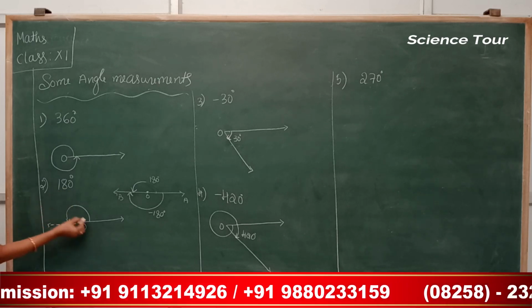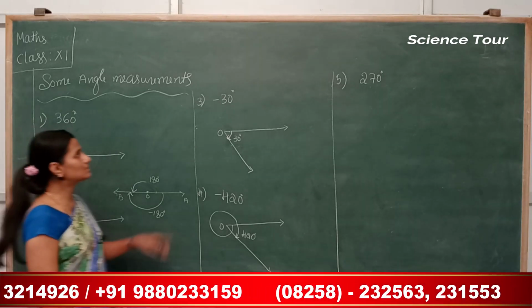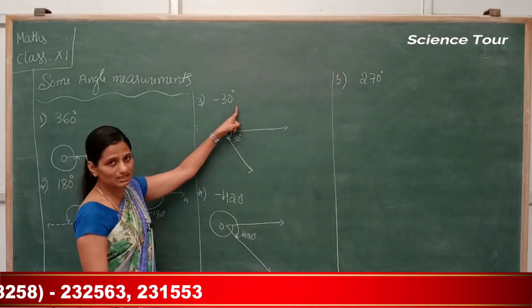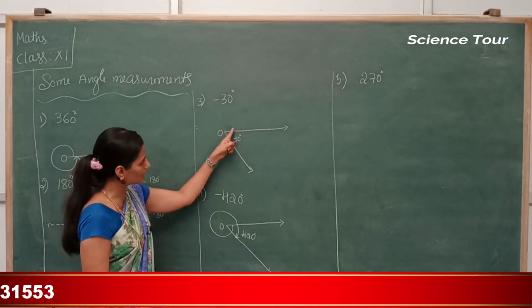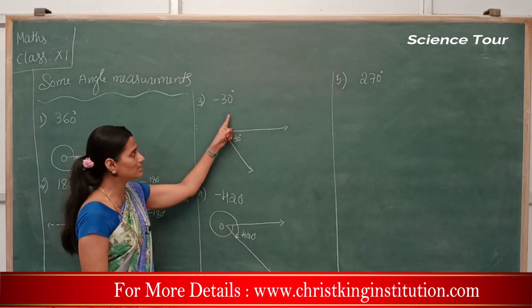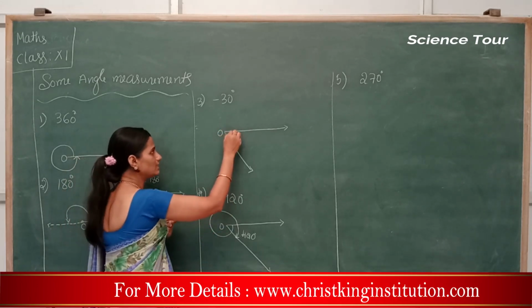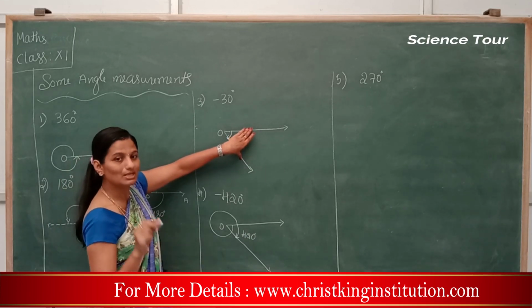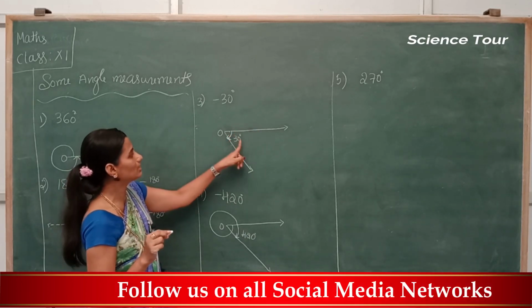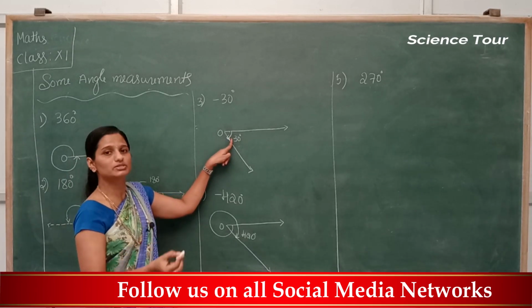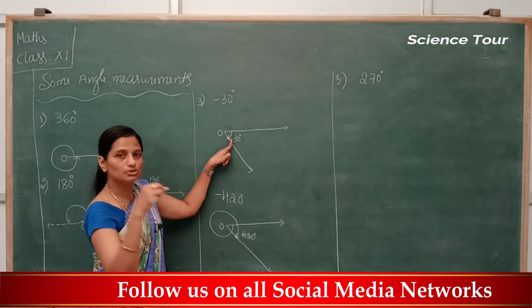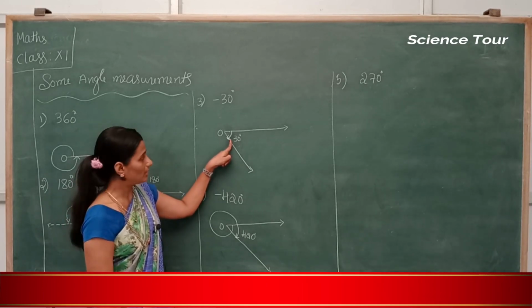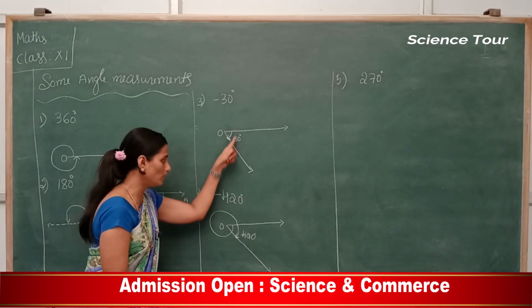Now next is minus 30 degree. Minus 30 degree is what? It is negative direction, which means it is clockwise direction. See the arrow mark. It is not perfectly 30 degree. I am just drawing the rough figure showing that it is 30 degree, and mainly concentrating on the positive or negative. So the arrow mark is important, that is the negative mark, that is clockwise direction.